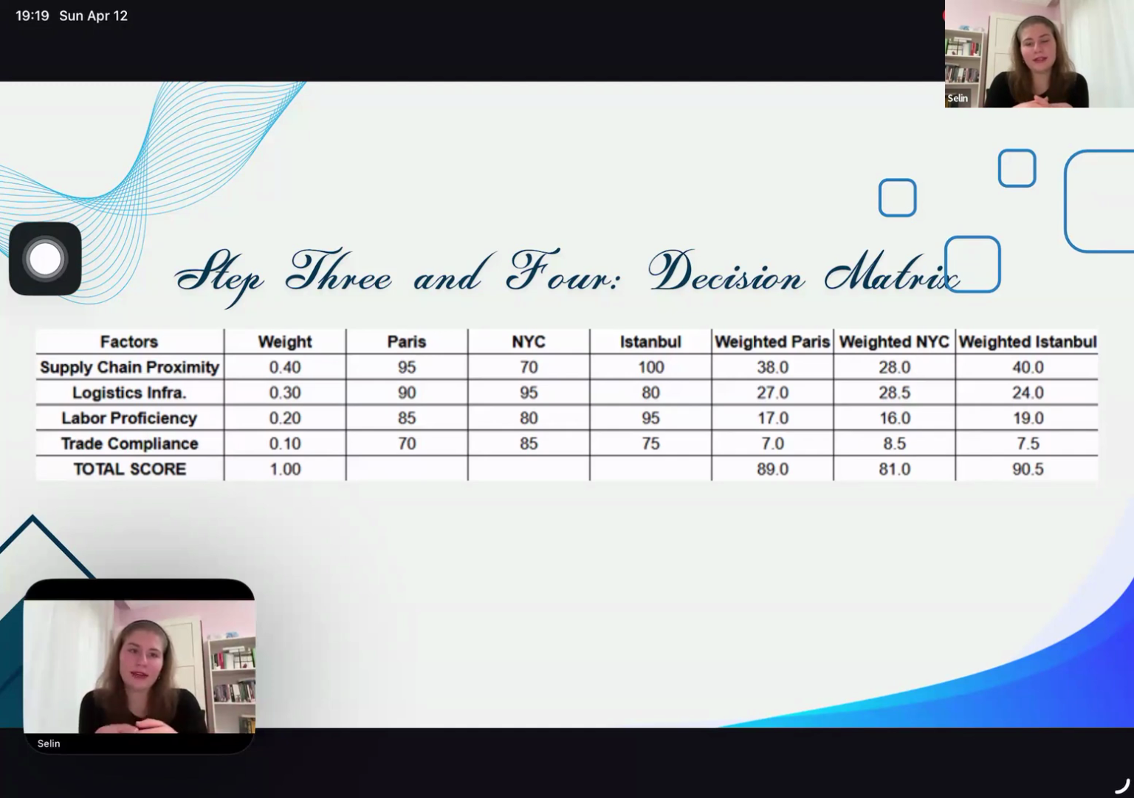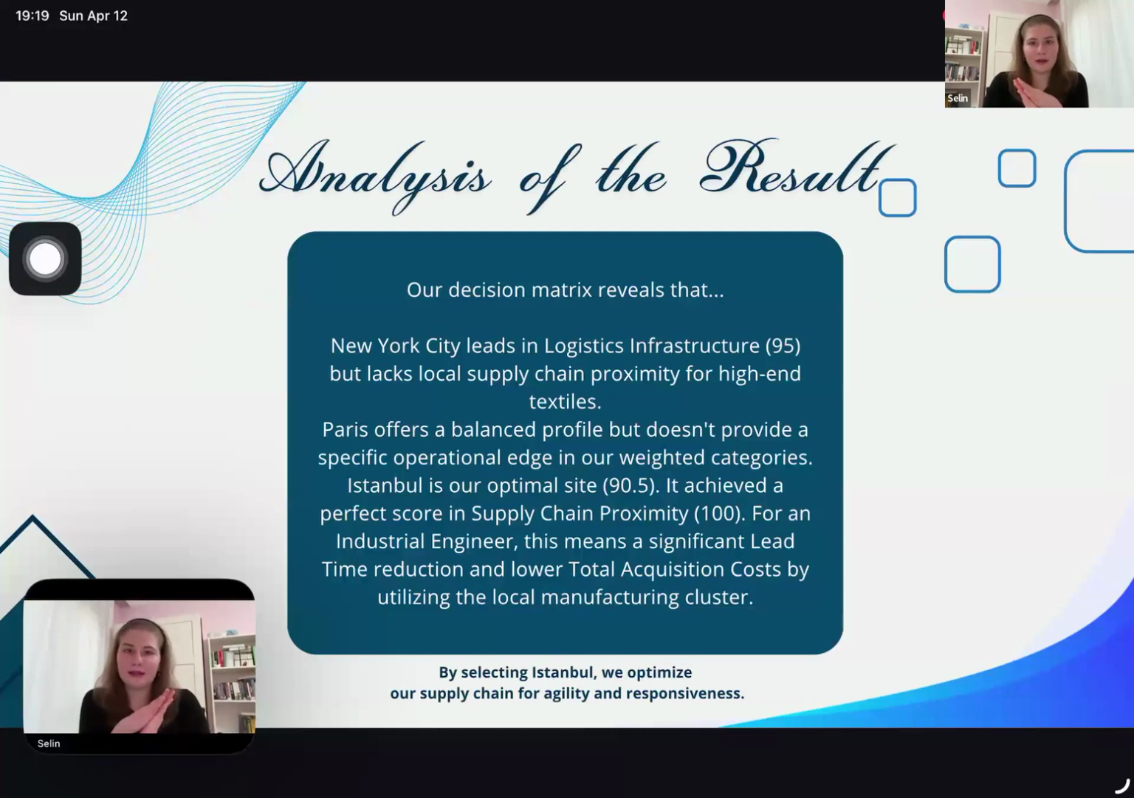In this case, as you can see, Istanbul wins with a total score of 90.5, followed by Paris, and the last one is New York City. Let's analyze the results. Our decision matrix reveals that New York still leads in logistic infrastructure but lacks local supply chain proximity for high-end textile. And Paris offers a balanced profile but doesn't provide a specific operational edge in our weighted categories.